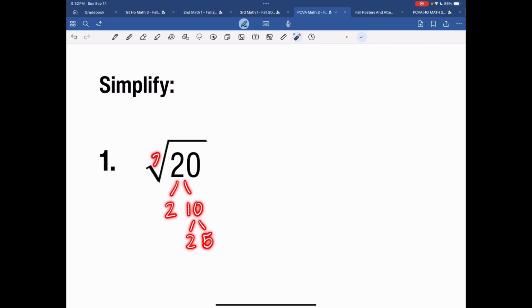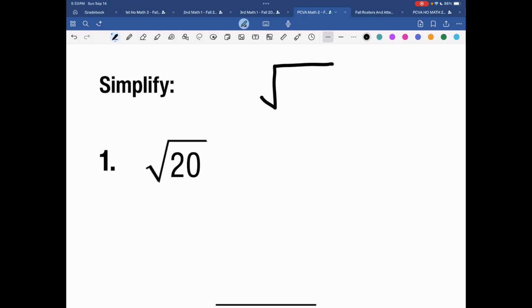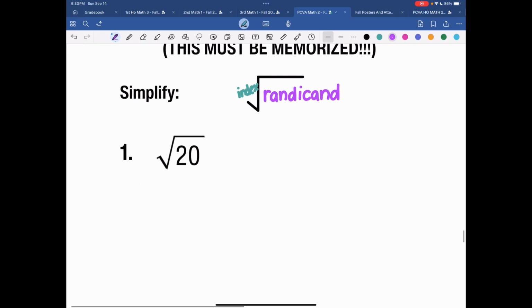Now, if you don't see an index, just so we're clear, the number on the outside of the square root is called the index. That tells me the root number. Then we have the radical itself, and what's inside is called the radicand. Okay, so that's what we're taking the root of. So what I want you to recognize is that this is a square root because whenever we don't see the root, it's automatically a 2. And what I want you to do is look for perfect squares.